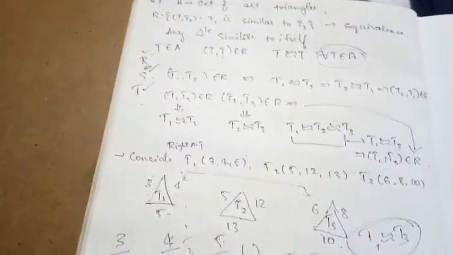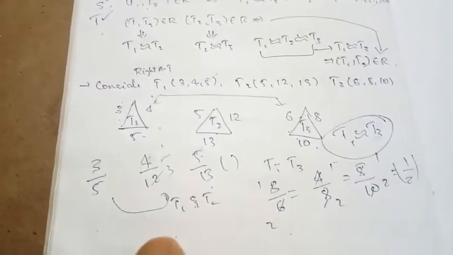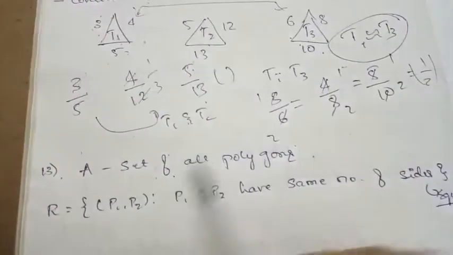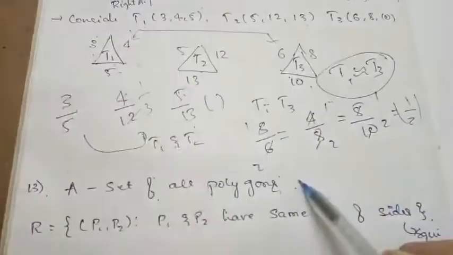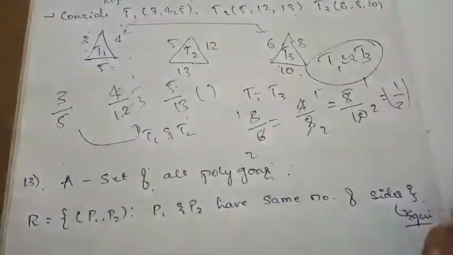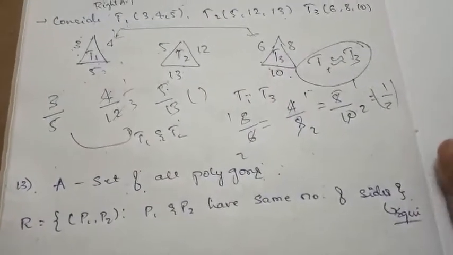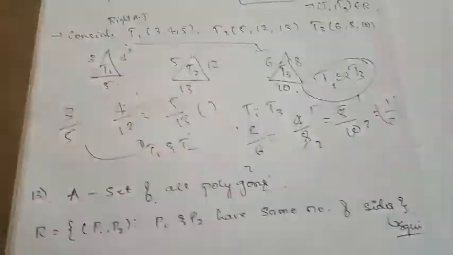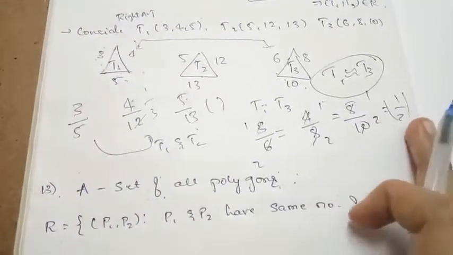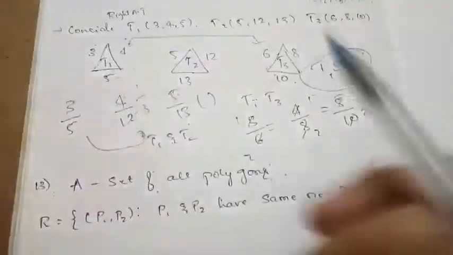So this is about the 12th question. Let us move to the next question. In the next question, they have given a set of all polygons. Set of all polygons means what? It includes the set of all triangles, quadrilaterals, pentagons, hexagons, heptagons, octagons, decagons. So it consists of all the types of polygons, with different numbers of sides.